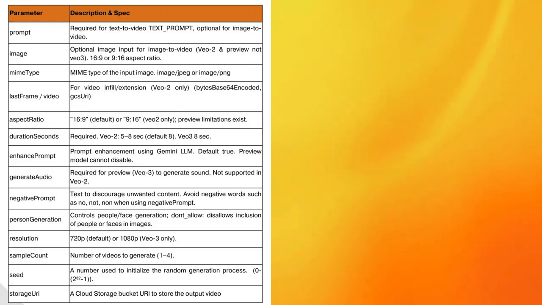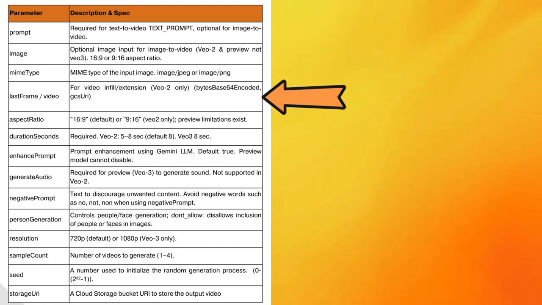First, I'll start with Veo API parameters and usage for Vertex AI. Prompt. This parameter is required for text-to-video generation, but optional for image-to-video generation. Image. The image input for image-to-video. It's not supported by Veo 3. Now we are in August 2025, but that might change in the future. The image aspect ratio should be 16:9 or 9:16. MIME type is the image type, which can be JPEG or PNG.